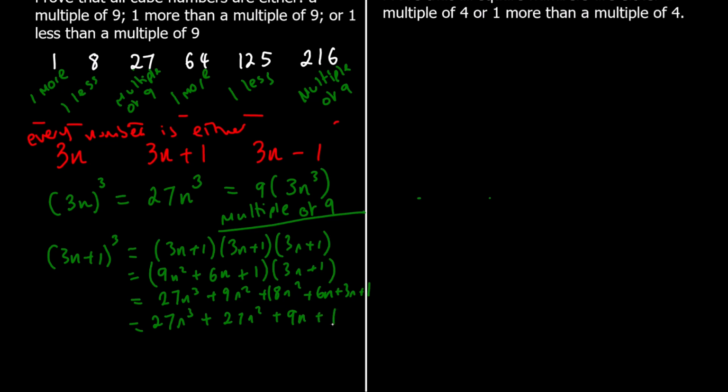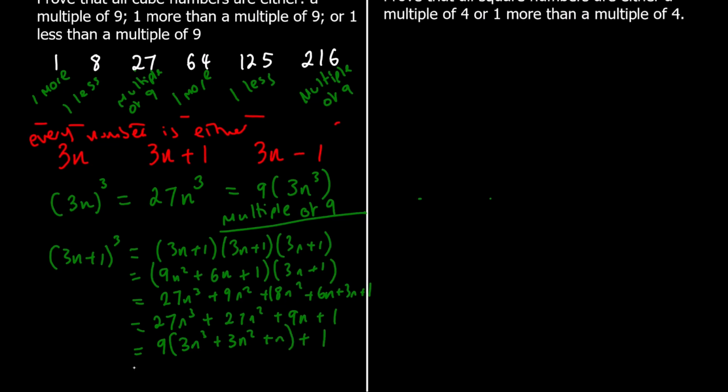So this is going to be 1 more than the 9 times table, because I can take 9 out of the first 3 terms, and then there'll be a plus 1 on the end. So that's 1 more than the 9 times table.